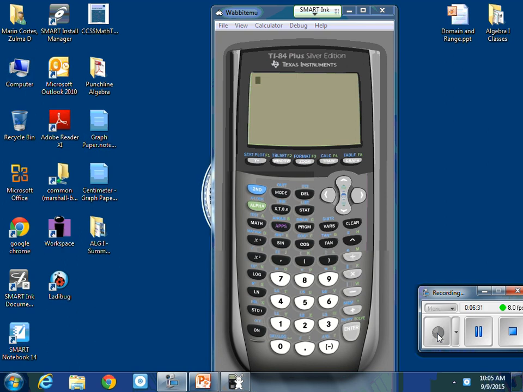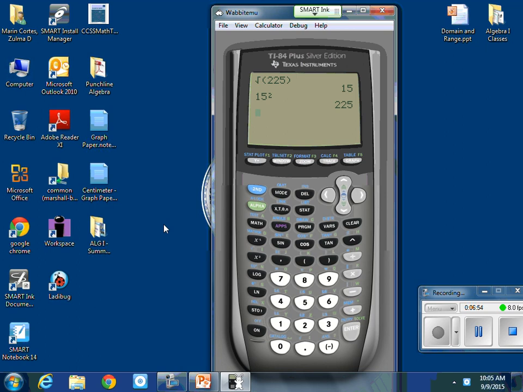So I'm going to show you what I mean by this. For example, let's say I want to do the square root of 225. So I do second x squared, because the square root is on top of that, 225. And I close the parentheses and I hit equal, and that will be 15, because 15 squared equals 225.